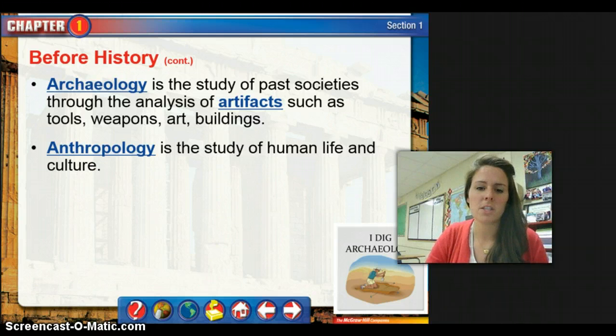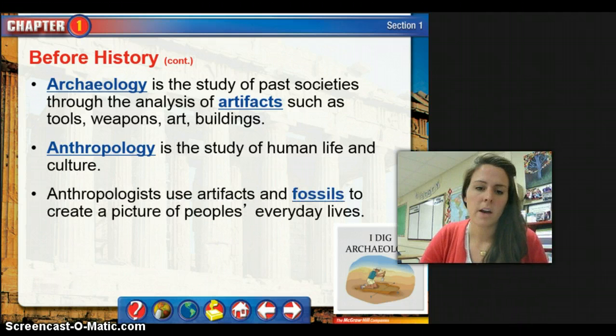Now, anthropology is the study of human life and culture. Anthropology simply, literally in Greek, means the study of man. Archaeology in Greek literally means the study of old things. Anthropologists use both artifacts and fossils to have an idea of what people's lives would be like every day.